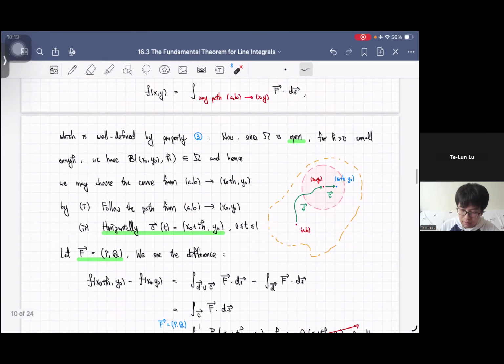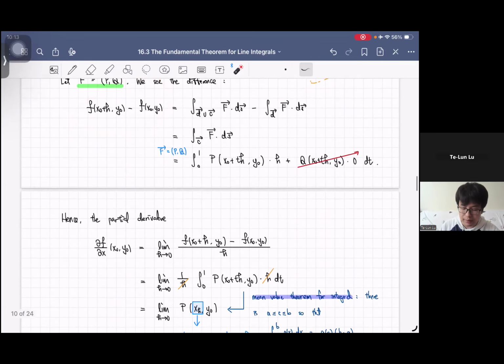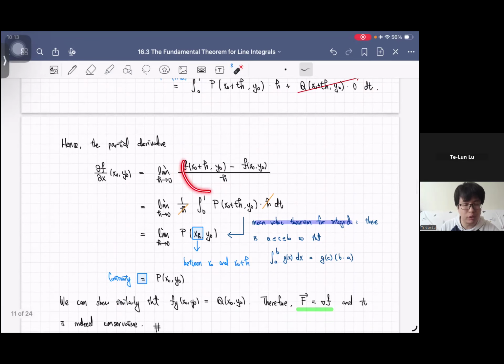So the difference I'm computing here is because I want to estimate this limit. And we have already derived that this difference is given by some integration over t, divided by h again, to show the difference quotient converges to what we desire. And we see in this case, it does converge to p of x naught y naught, which is what we want. The same thing happens for the y coordinate.